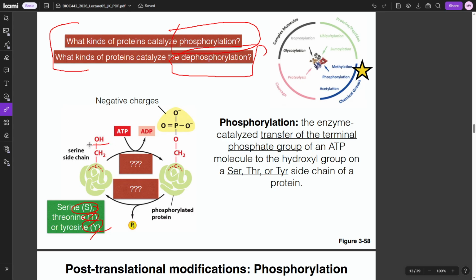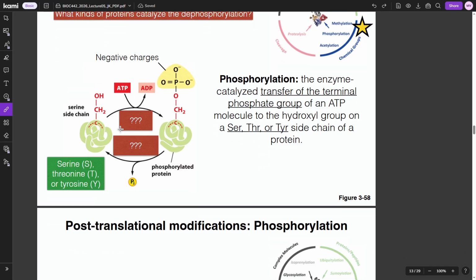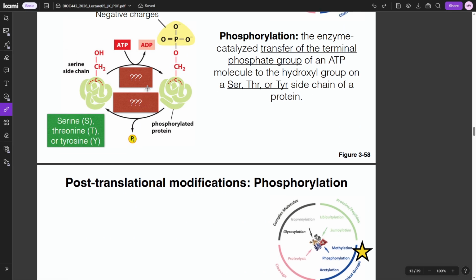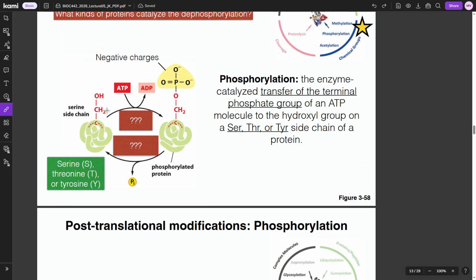Why? Because you need to have an OH group. Remember, this O acts as a nucleophile when you attack this phosphate. There must be an O, or it does not work. Right? You can't do phosphorylation on an asparagine. You can't do it on an arginine. You can't do any of that. It's got to be serine, threonine, tyrosine. These are very important. Very common question on the MCAT. Like, where does phosphorylation occur? In this protein, where does phosphorylation occur?